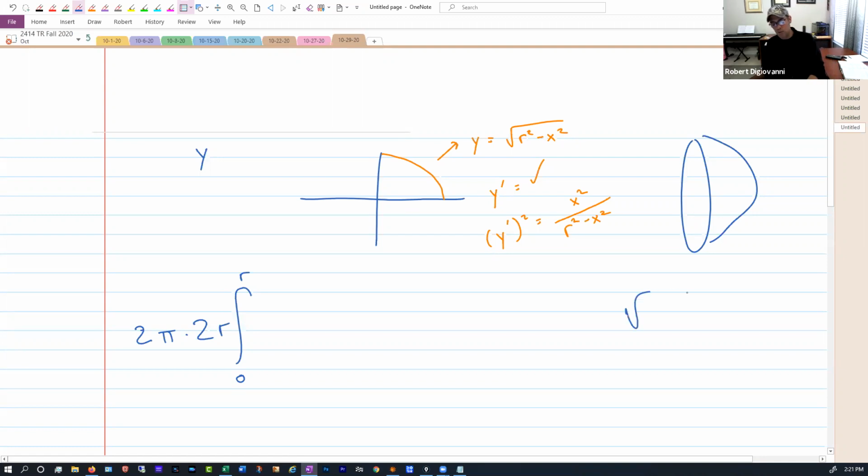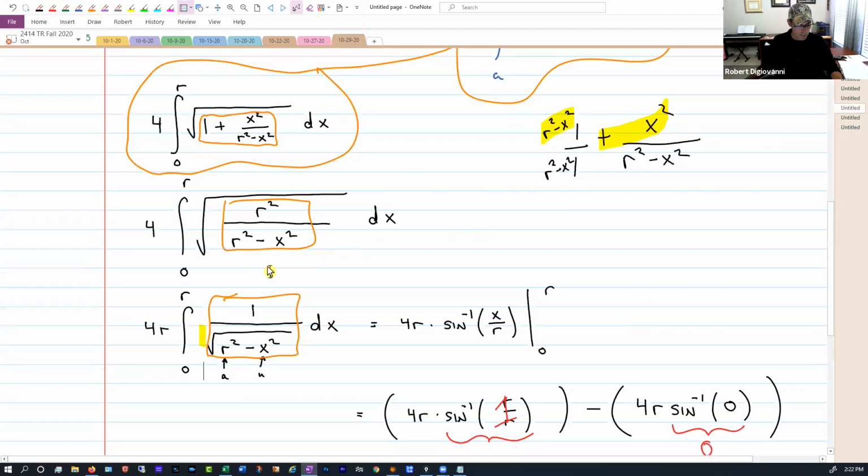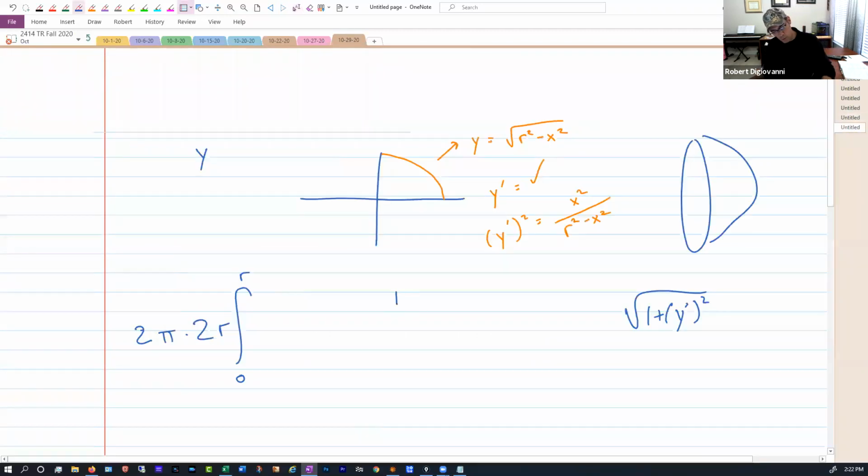Because when we did the 1 plus the derivative squared, when we did all that on the previous example, we know that we got right here, this was it: 1 plus all that derivative squared, and then we did the square root top and bottom. We pulled this r out, and it was a 1 over this. So let me throw that in there. So I know I'm going to have a 1 over r squared minus x squared dx.